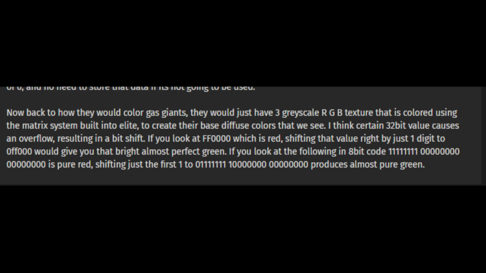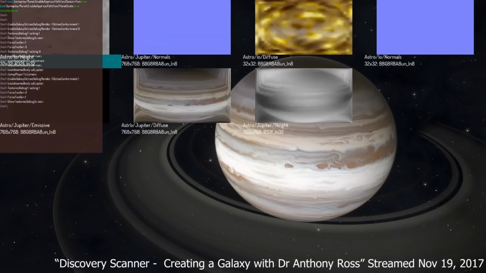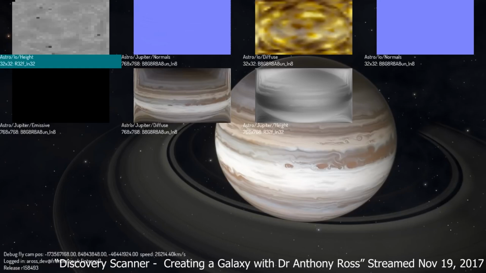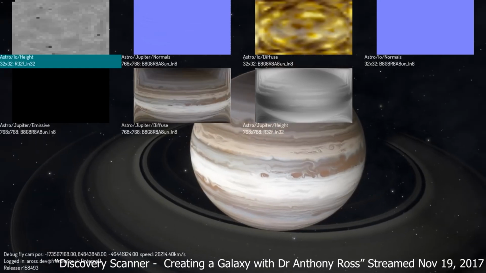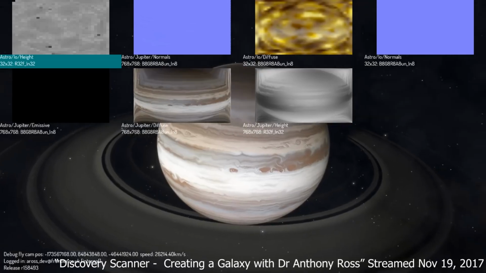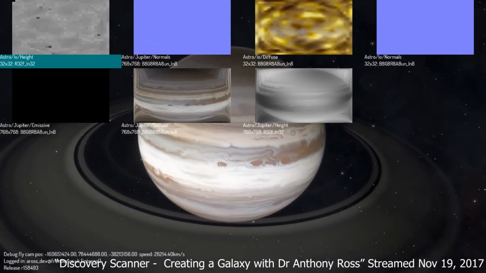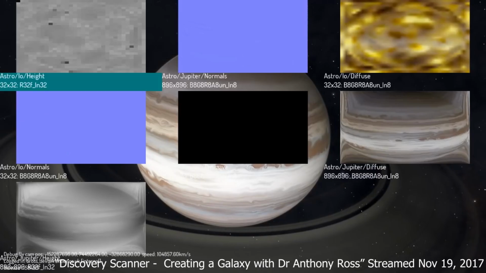In a live stream by Frontier showing Dr. Ross explaining how Elite's Milky Way was generated, they go in-game and display a debug menu that shows all textures of the celestial bodies currently being generated. Take a quick look. There we go. So of course, you can see Jupiter on screen, but it's also generating the other bodies' worth of information around you that you might be looking at any time.